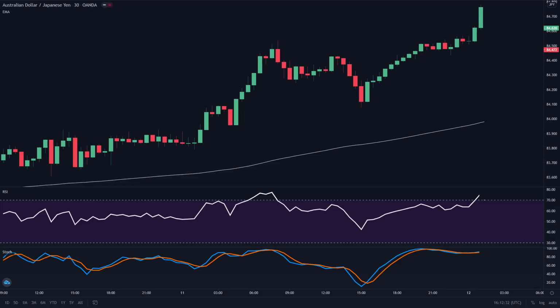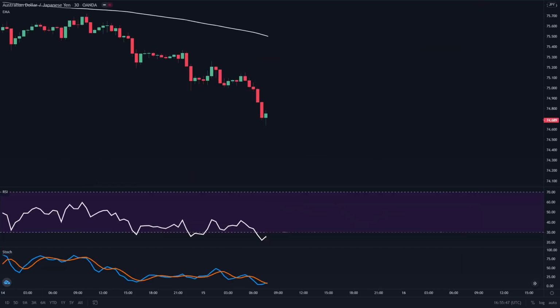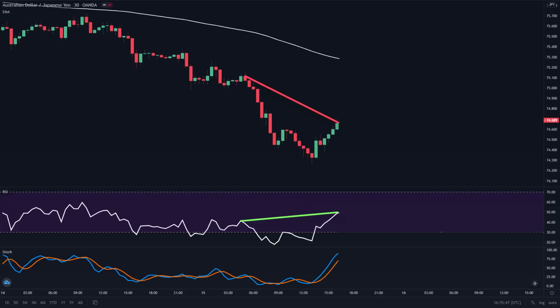Let's look at another example. In this chart, we can see that the price is below the 200 EMA, meaning we only look for bearish hidden divergences. Once you've spotted the divergence, the next step is we want to further confirm the signal by waiting for the stochastics to cross over downwards. Once this happens, you take a sell position.